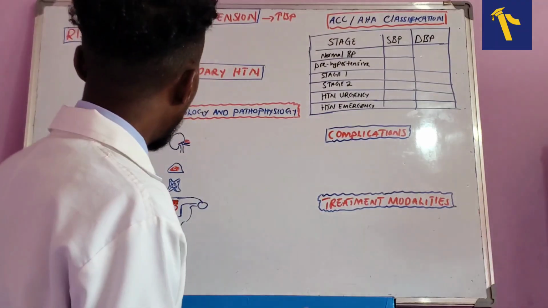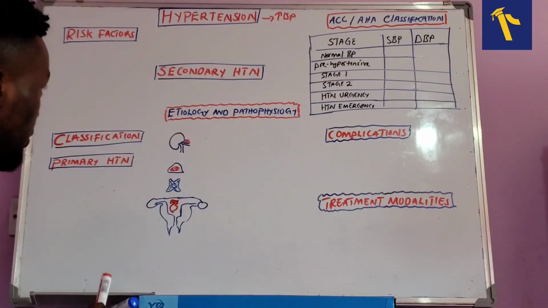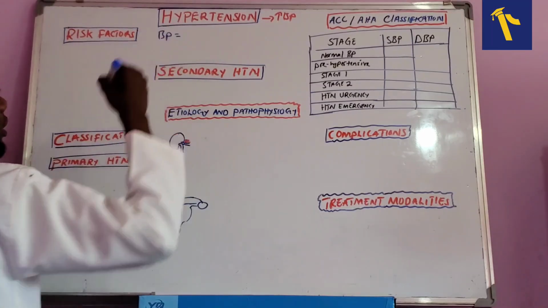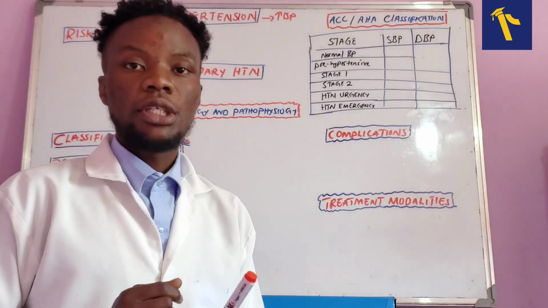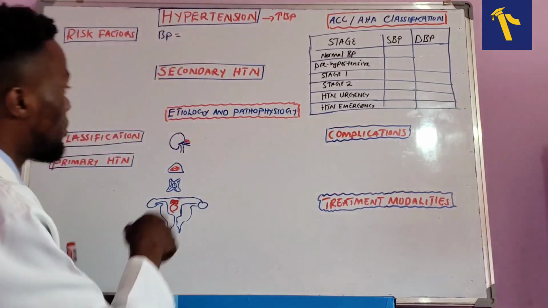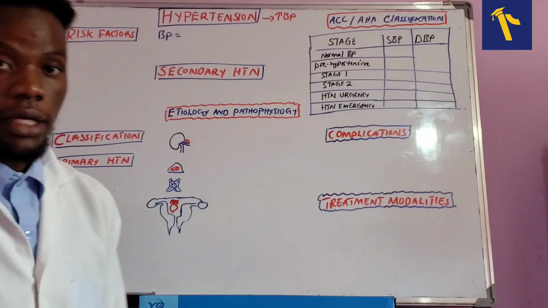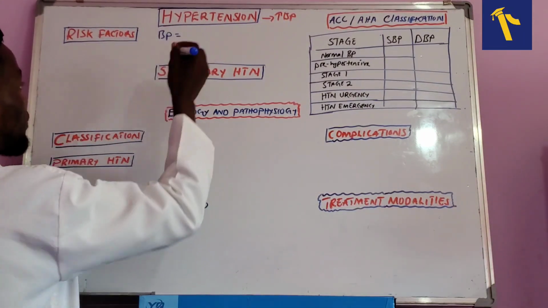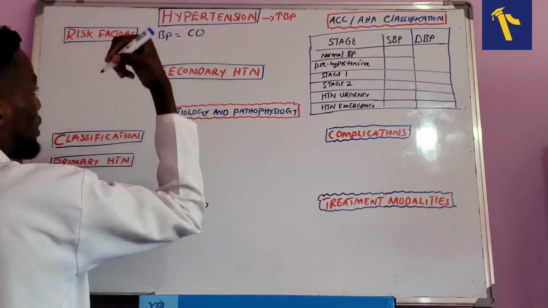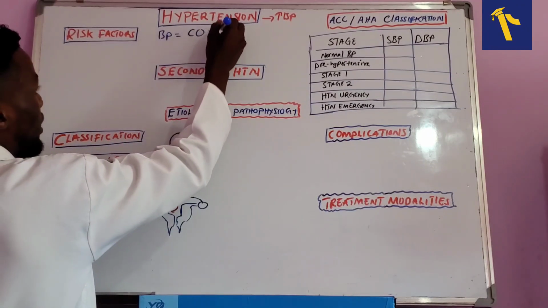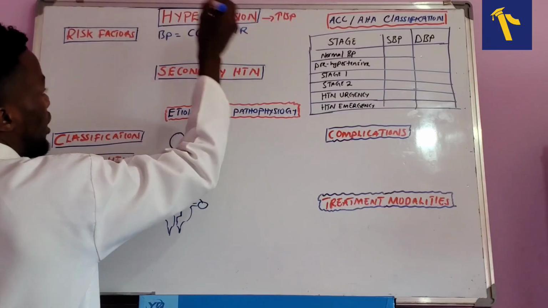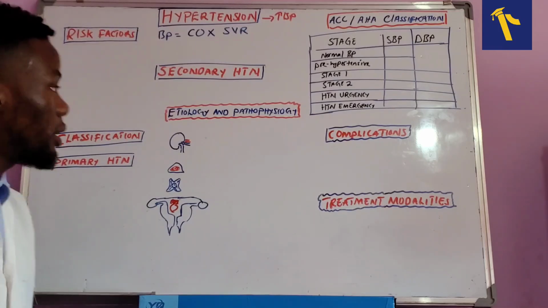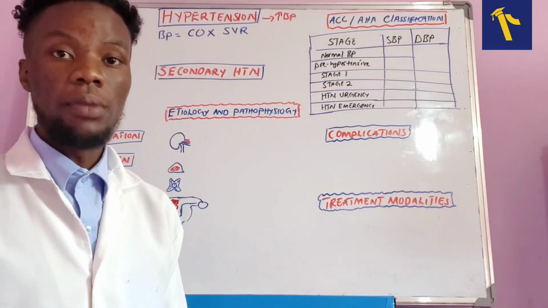Since we're talking about blood pressure, let us talk about it, because knowing the formula of blood pressure is crucial when it comes to the pathophysiology of hypertension. So let us look at the formula for blood pressure. Blood pressure equals cardiac output multiplied by SVR, which is systemic vascular resistance. That is the basic formula of blood pressure.